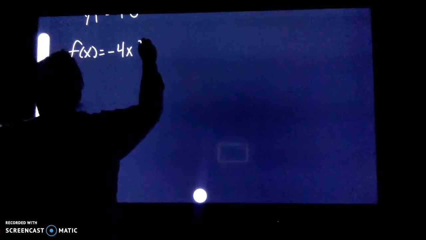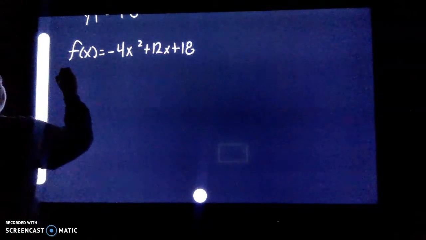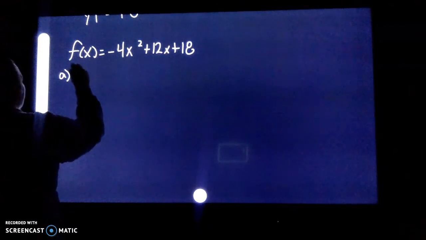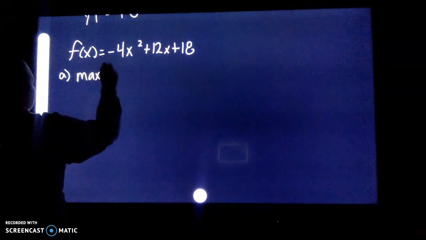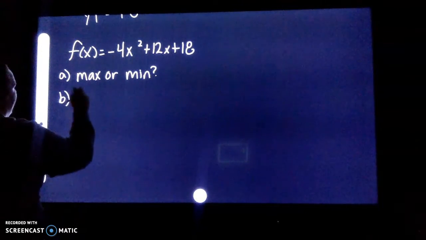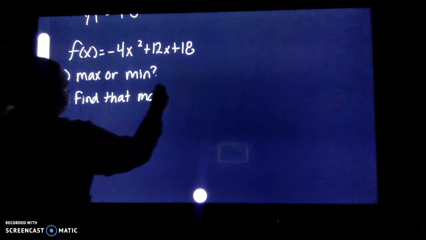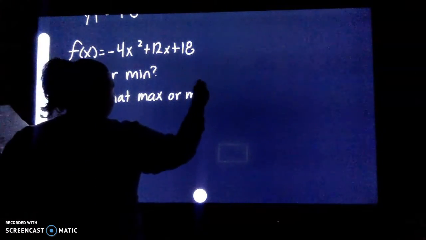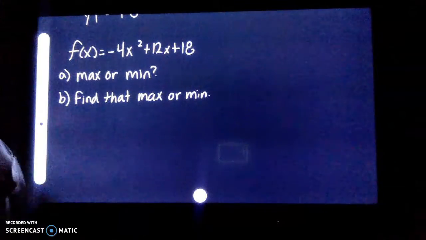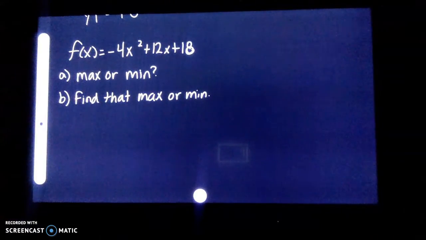So it says, consider this quadratic. It would like to identify whether the function has a maximum or a minimum, and then to find that max or min. So I know one way that I could do this is I could graph it and then go from there. However, that's kind of a lot of work for something that really doesn't require a graph.